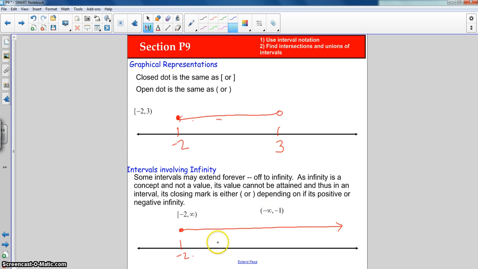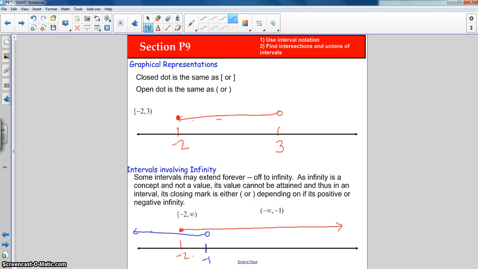Similarly with this other one, if you start at -1, we have a parentheses, so that means we have an open dot, and then you extend forever to the left because you go off to negative infinity, which means that values get larger and larger and larger negatively. So you have to extend to the left.